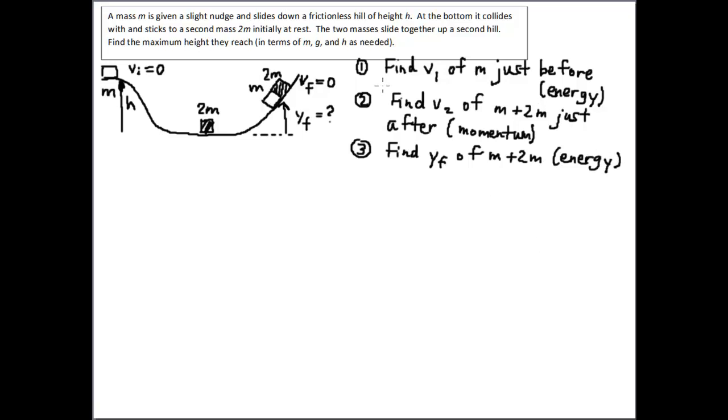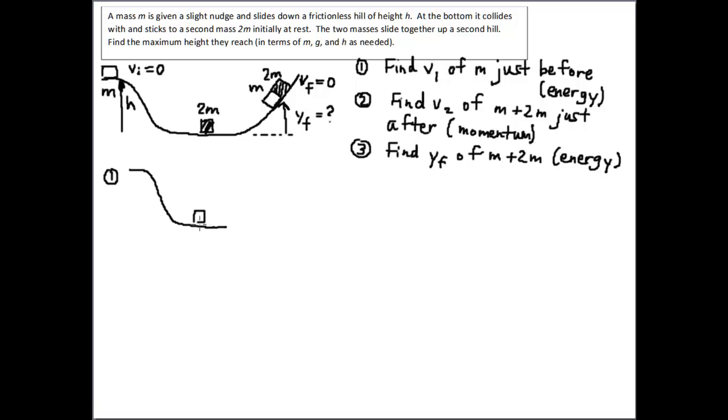It helps me to break the problem down into these steps so I know where I'm going. I'll need to use what I find in step one in order to solve step two. And then I'll need to know what I find in step two in order to solve for y final in step three. So I encourage you, when you have these complicated problems, you might sometimes have to draw several different sketches. So I'm going to draw a different sketch for each part of this problem. For step one, you've got the mass at the top of the hill, and we want to know what speed it has at the bottom of the hill just before it makes the collision.